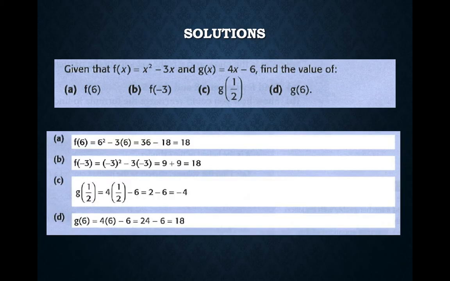Excellent. So let's look at the solutions. The first question's answer is 18. The second question's answer is 18. The third one, its answer is negative 4 and 18. If you have any problem with these questions, please pause the video here and look at the solutions. But I'm very sure no one should have a problem. It's very, very simple. And you can ask me through MS Teams, or you can also ask me through email if you have any questions.